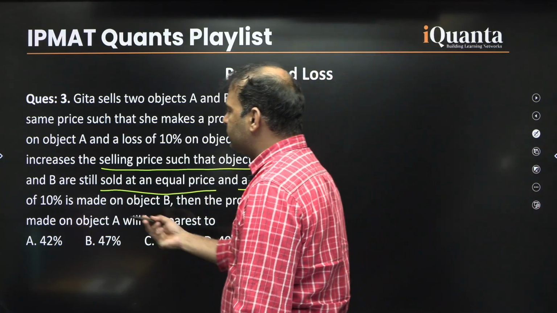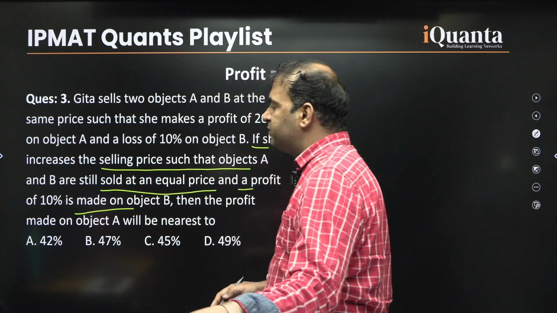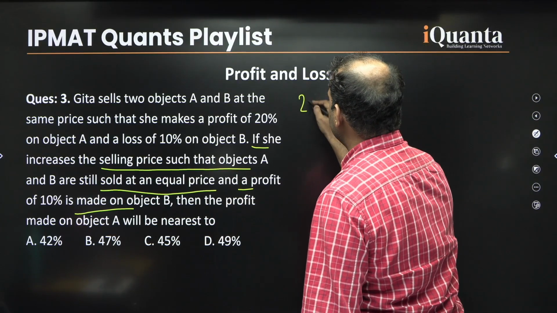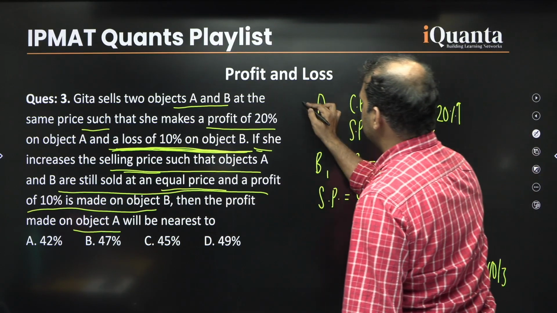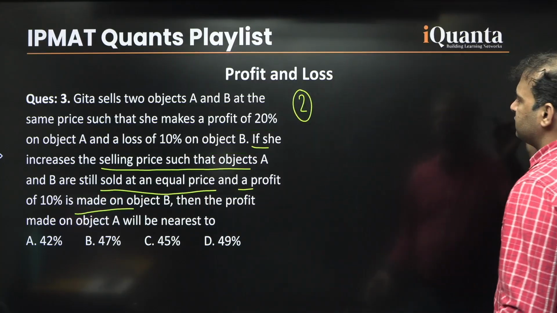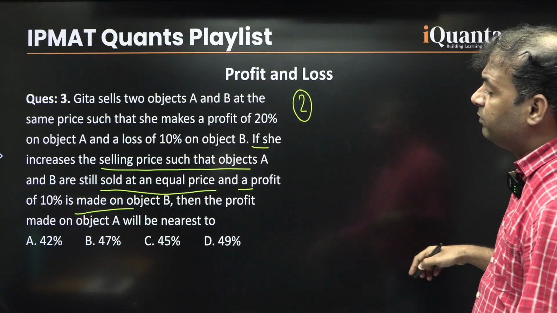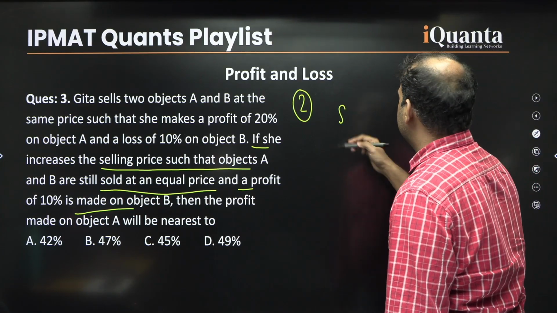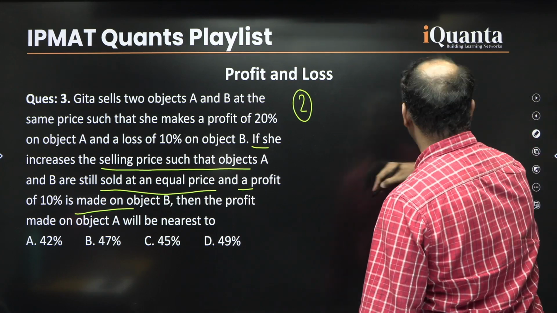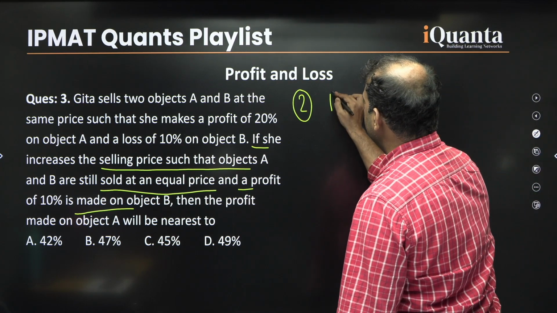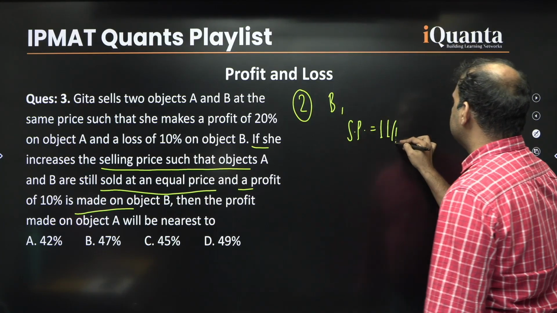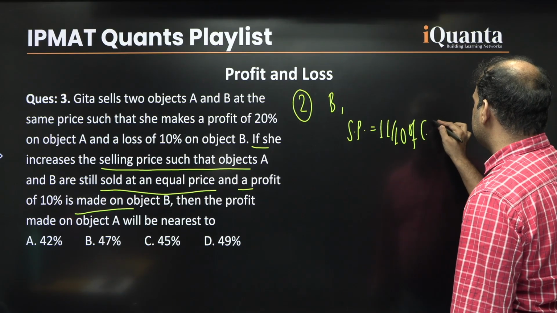And now on object B she is making the profit of 10%, right? So this you can say is the second scenario. All right, let me write this. This was the first scenario, and now this is being the second scenario. In second scenario, object B is giving the profit of 10%. So we can say the selling price for object B should be how much? Let me write this. For object B, the selling price should be 10%, or you can say 11 by 10 of the cost price, because there is a profit of 10%.